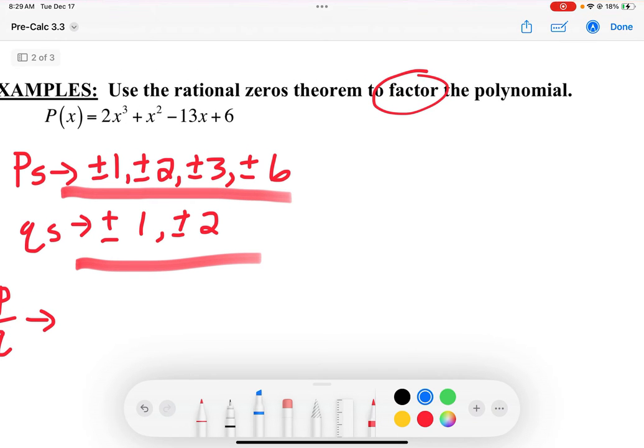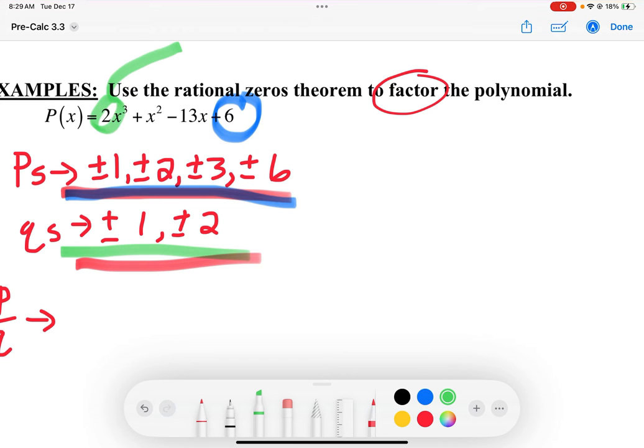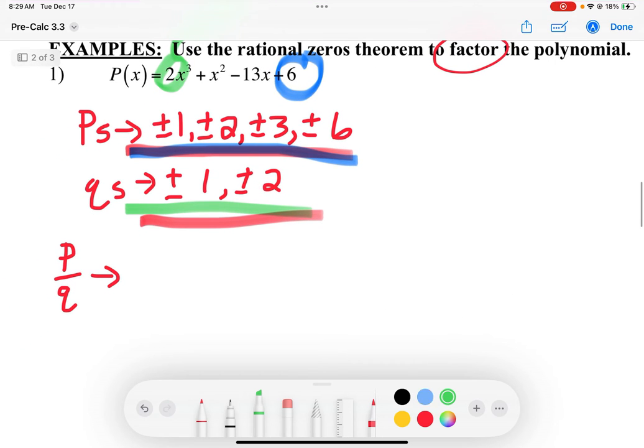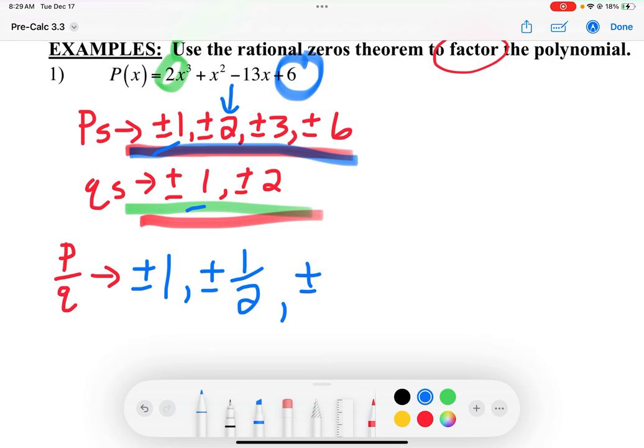Just a reminder that the p's are coming from 6, our constant. And the q's, in this case, are coming from 2, the leading coefficient. So what can you divide 2 by? 1, -1, 2, -2. All right, so down here, if we list all the p's over q's, if we first do 1 over 1, that would give us 1. And then we do 1 over 2. Okay, and then we move down to the next one, which would be 2. 2 over 1 is 2.